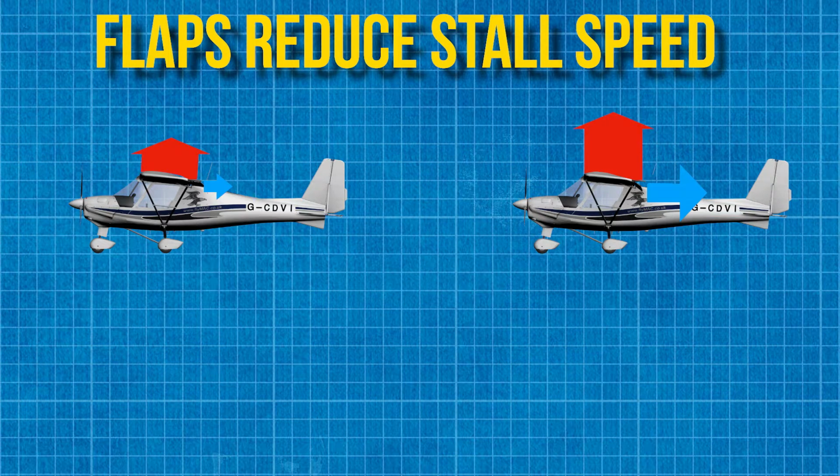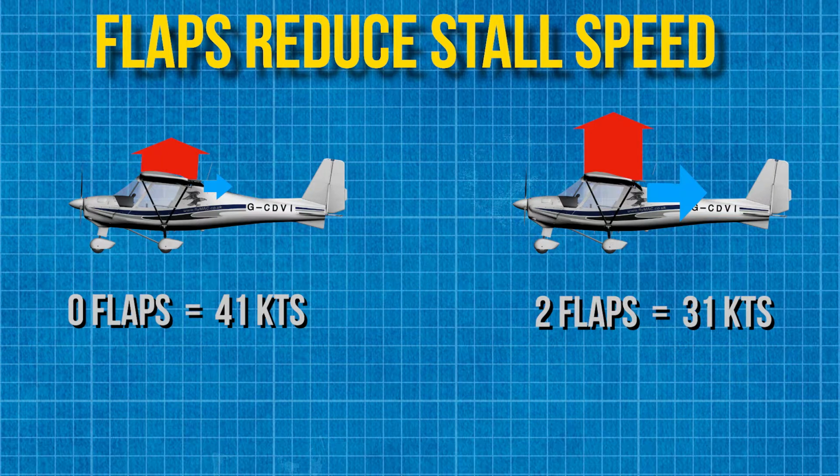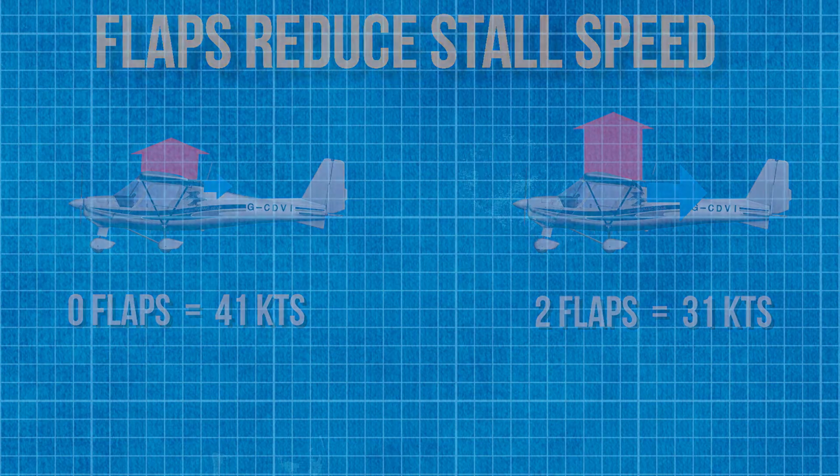Flaps on our aircraft will also reduce our stall speed. For example, with no flaps, our stall speed on the C-42 is 41 knots. However, when we are flying with 2 stages of flaps, our stall speed goes down to 31 knots.